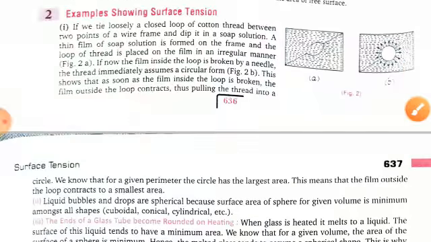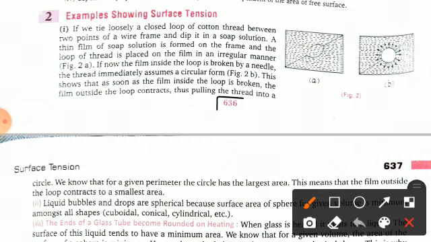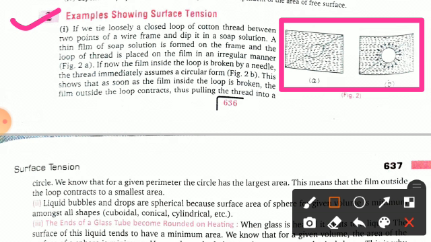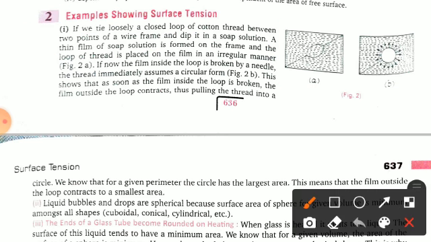Clear? Come to the second one. These are examples of surface tension. We are taking a few examples here. The first one: if we tie a closed loop of cotton thread between two points of a wire frame and dip it in a soap solution, what happens? A thin film of soap solution is formed on the frame and the loop of thread is placed in the film in an irregular manner. This is figure 2a. If now the film inside the loop is broken by a needle, then what happens?